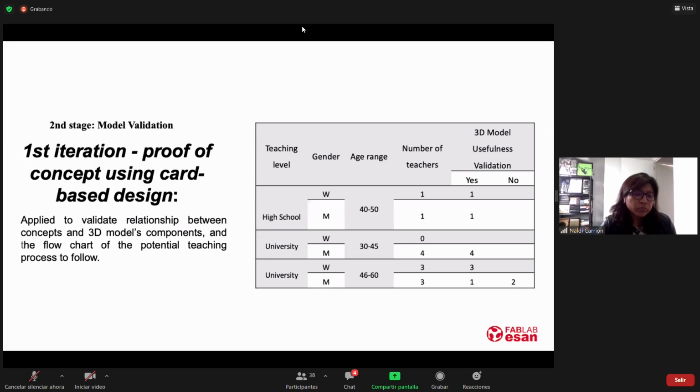So the second interaction, the validation process of this tool, was related with trying to understand or validate if our idea of this 3D modeling process was helpful in order to serve as a potential teaching process and tool. So we wanted to validate the four different components.